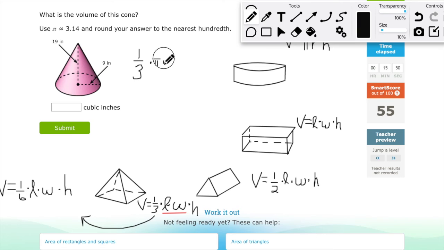Pi r, oops, not cubed, squared, and then times height to make the whole thing 3D. So if I look at this one and I plug that in, essentially what I would have is 1/3 times 3.14 times, and it tells me that halfway across is 9. So 9 squared, or 9 times 9, and then times 19, which is the height.